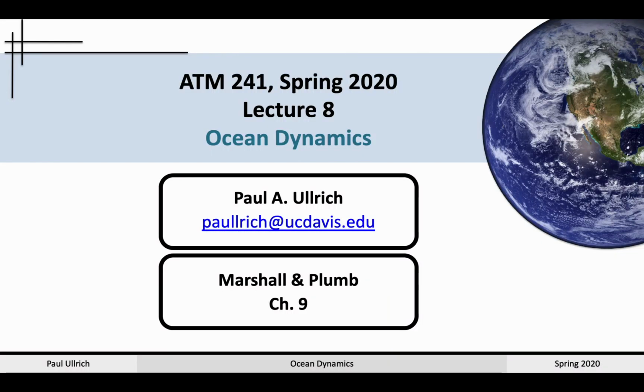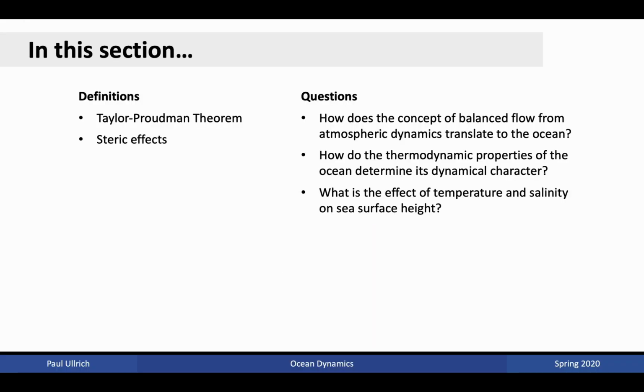Today we're continuing our discussion of the oceans and focusing on the dynamics of the ocean. The reading for this is the second half of Marshall and Plumb, Chapter 9. In this section, there are only a few definitions, analogous to what we saw in the atmospheric dynamics section. Here, the key definitions are the Taylor-Proudman theorem and steric effects.